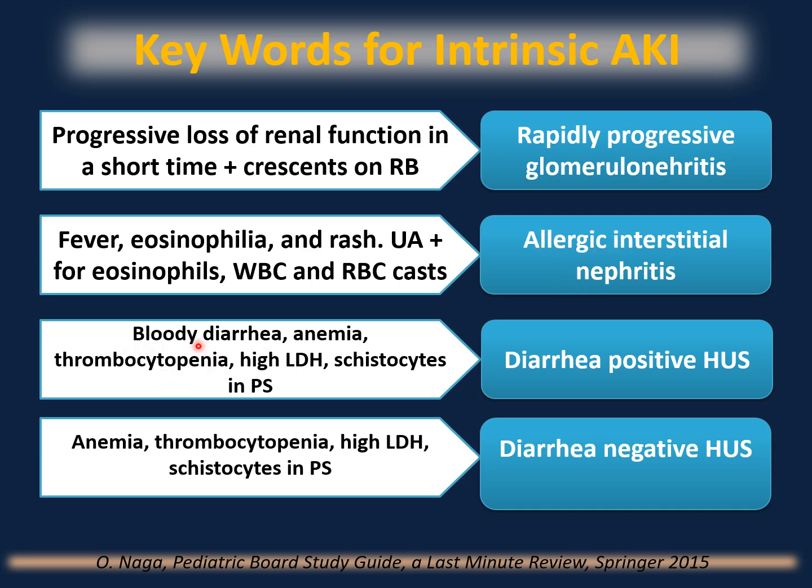If you have a patient with bloody diarrhea, anemia, thrombocytopenia, high LDH, and schistocytes or helmet cells in the peripheral smear, this is diarrhea-positive hemolytic uremic syndrome, because, for example, of Shiga toxins produced from E. coli. Anemia, thrombocytopenia, high LDH, schistocytes in the peripheral smear, and not with diarrhea, this is diarrhea-negative hemolytic uremic syndrome. In these two conditions, you will have high BUN and creatinine.